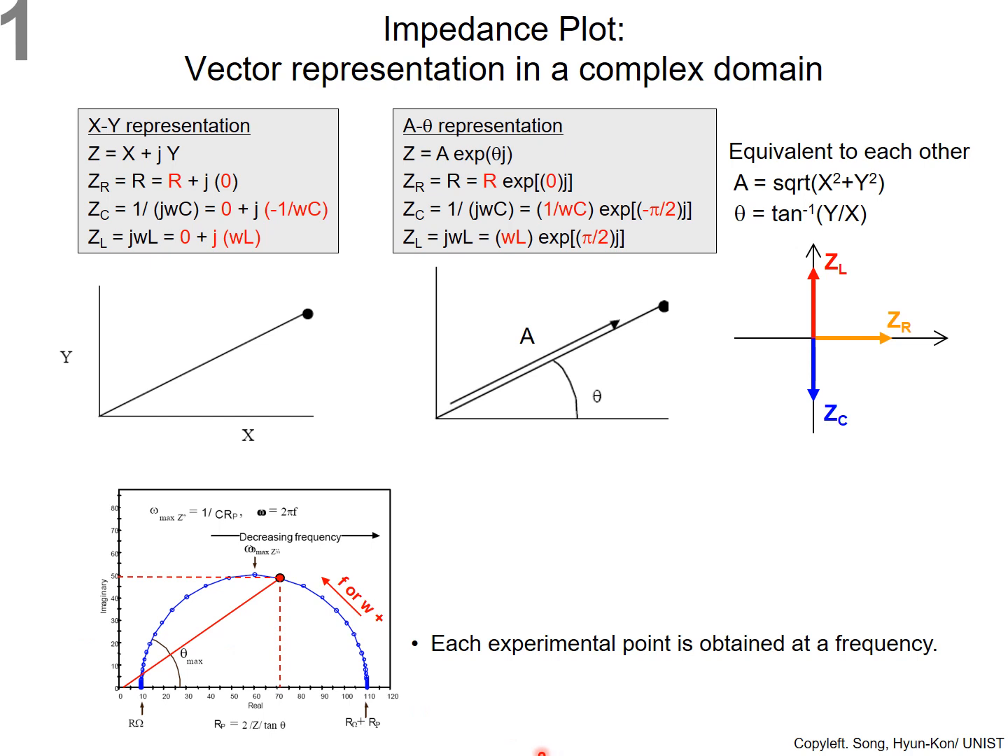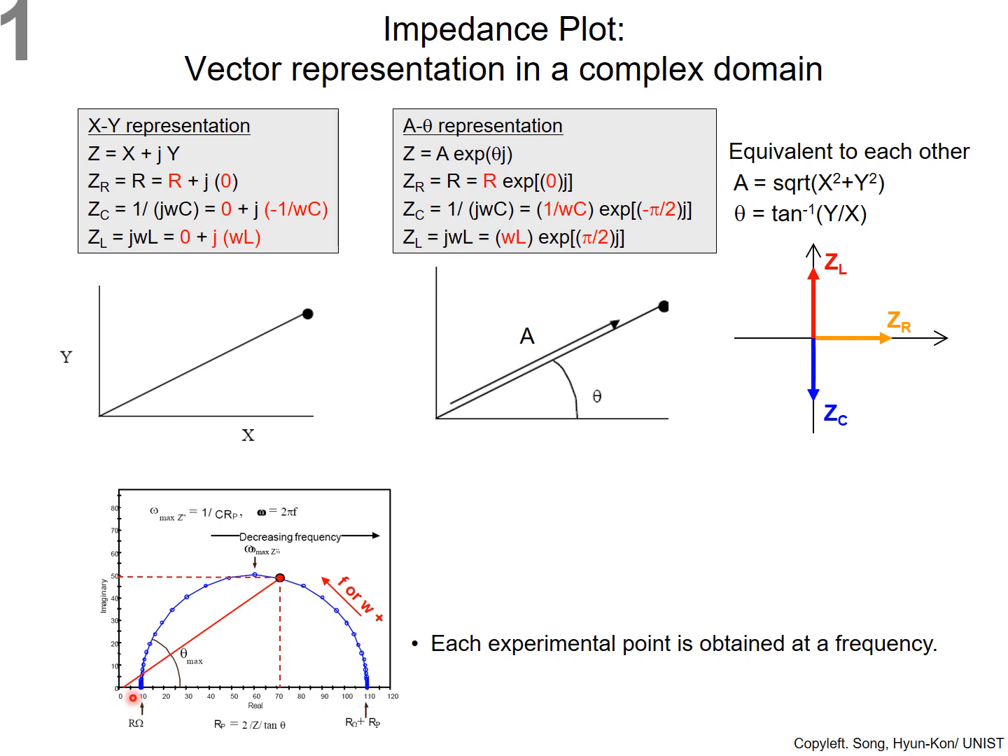Anyway, the frequency direction is coming from here to there. I mean this point is the lowest frequency, and then if I increase the frequency, we could follow the semicircle from the right position to the left position. At very low frequency, you have a pure resistance.